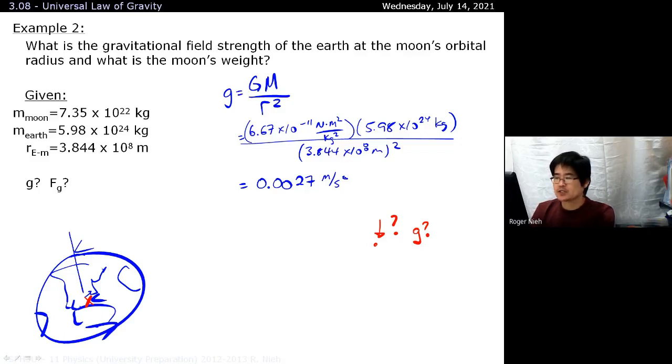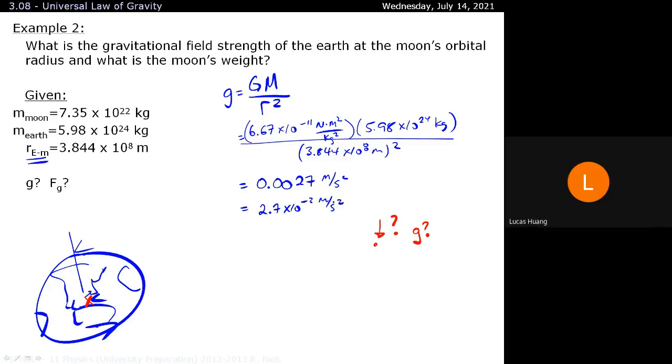Wouldn't the radius be just half? This is the radial distance. Remember, this is the radial distance from the center of the Earth to where the moon is. Well, if you rearrange this formula, it has the same meaning as 2.7 times 10 to the negative 3 meters per second squared. Cool question.